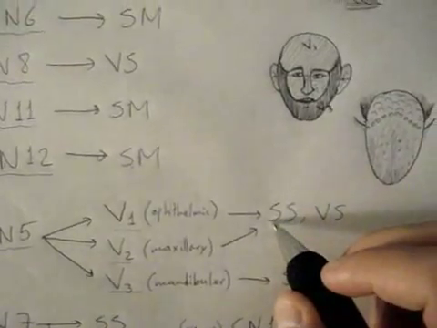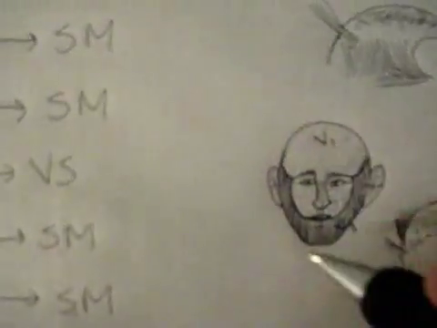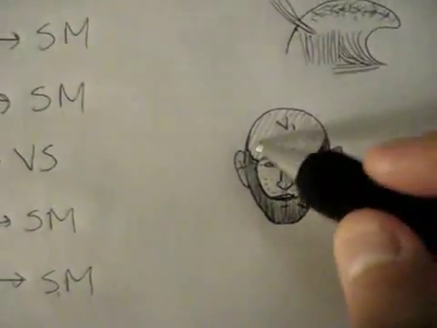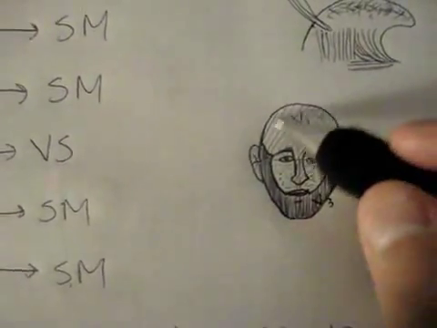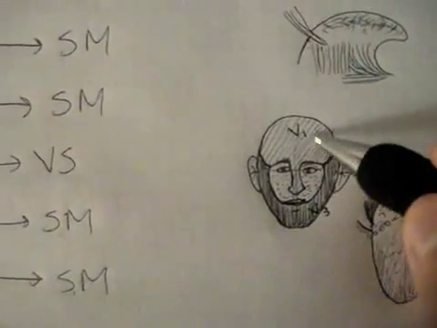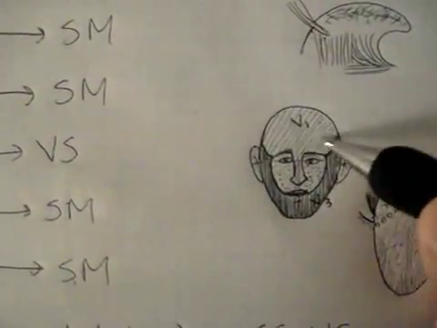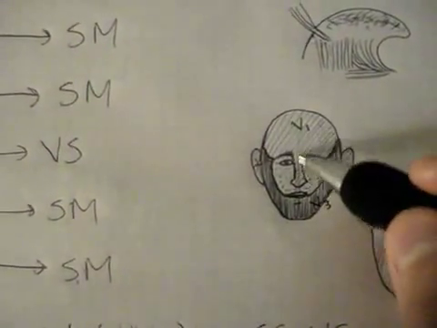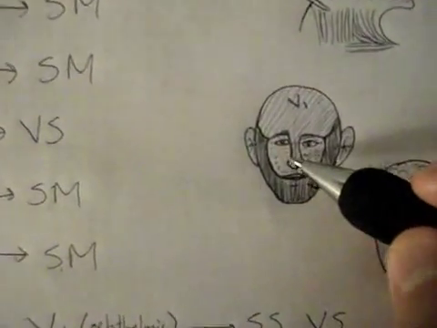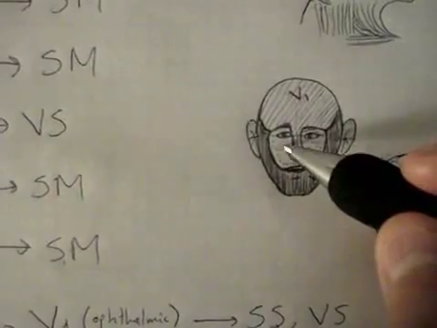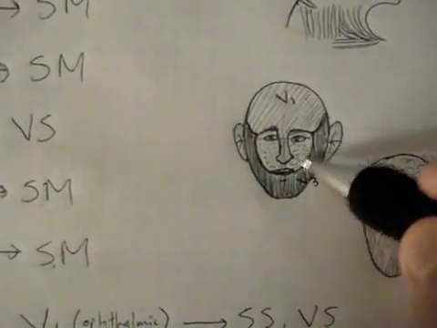The somatic sensory component, here is a face. V1 controls the pressure, pain, and temperature felt in this area here. That's why it's called ophthalmic. It's in the area of the forehead and between the eyes, the nose. And V2 is the general sensation, pressure, pain, temperature in this area here, the maxillary area.